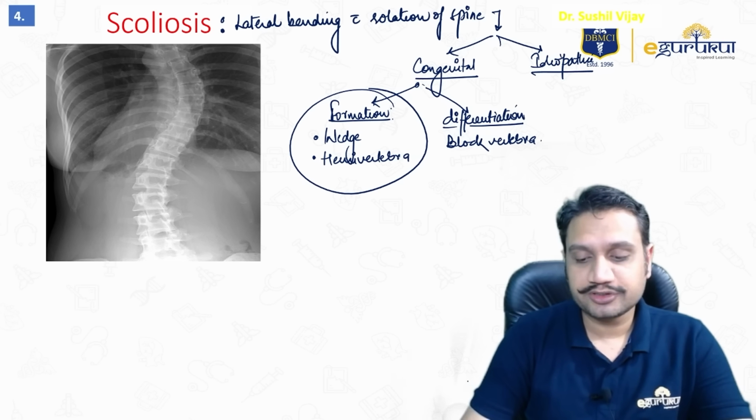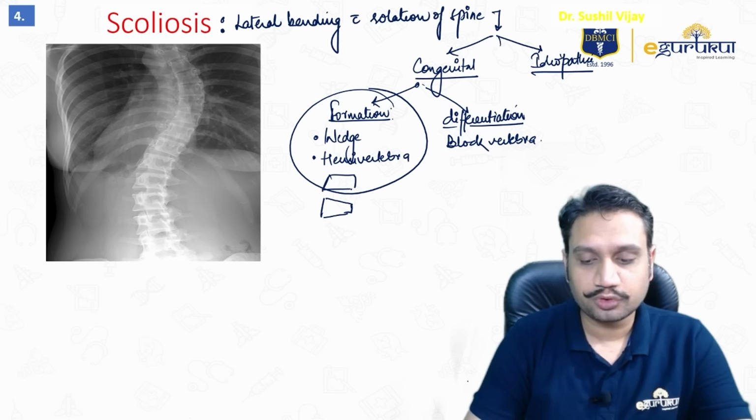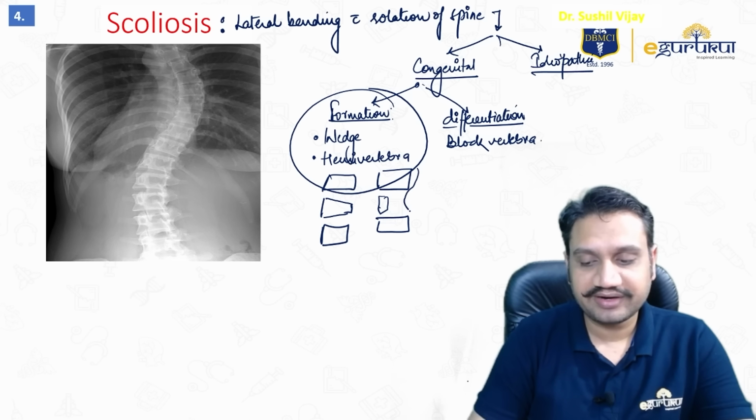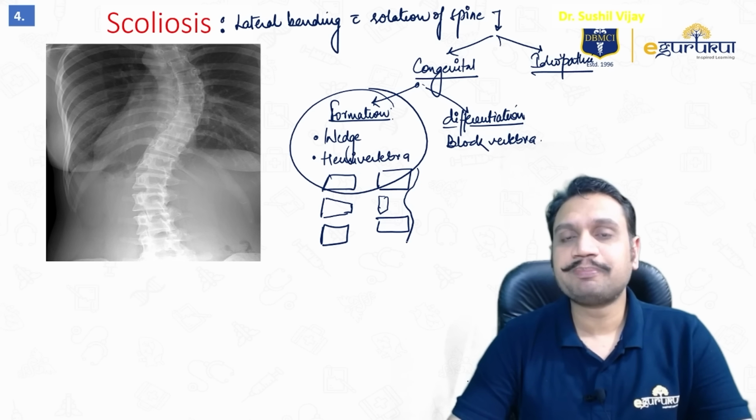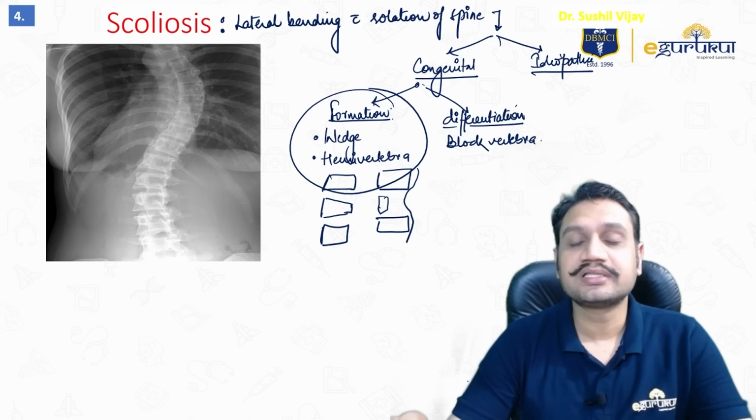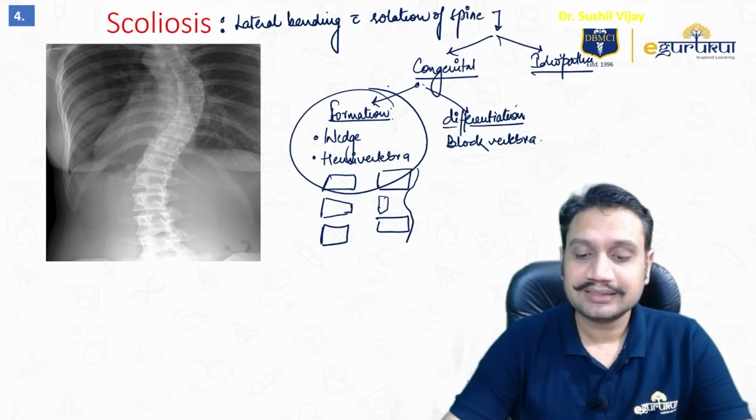They can give you the image of a wedge vertebra like this, and they can ask you what is the reason for scoliosis in this patient, or they can give you the hemivertebra like this, only half the vertebra is formed, so the patient will be having a defect like this. So they can give you the picture, they can give you the x-ray, and they can ask you what is the reason for scoliosis in this particular patient. So you must remember the reason for scoliosis.